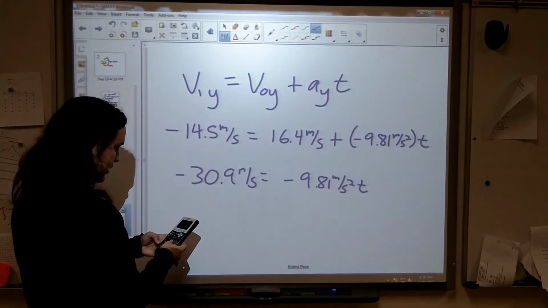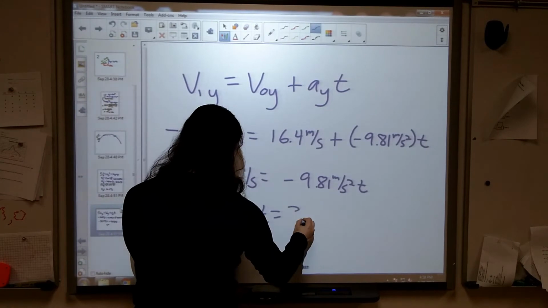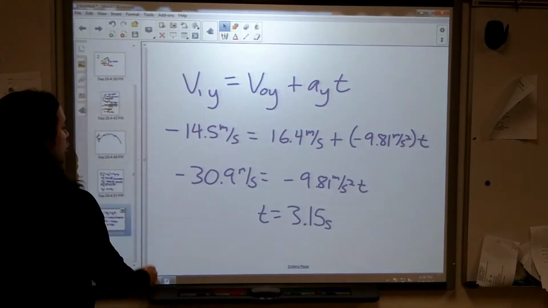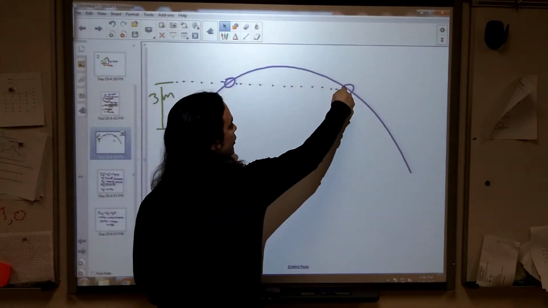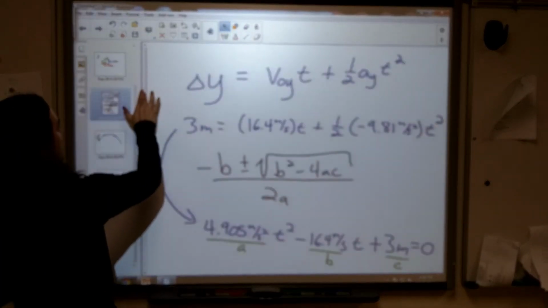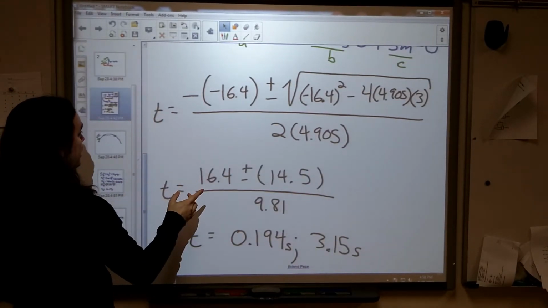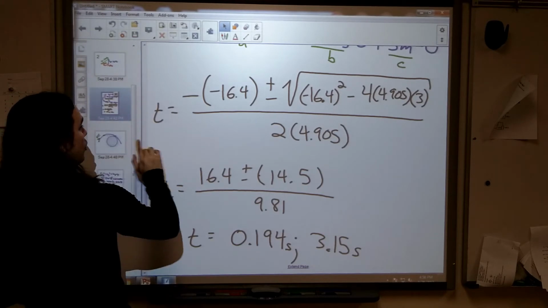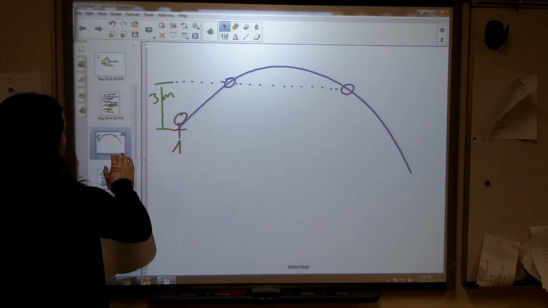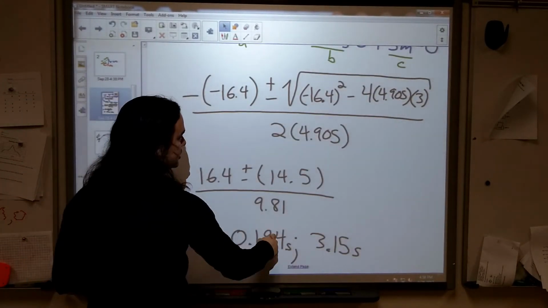Divide those sides by negative 9.81, and we get that time equals, hey, look at that, positive 3.15 seconds. We chose the velocity for on the way back down, and we got that same time that we found from the quadratic equation. If we had gone with the other velocity, the one that is on the way up, then this equation would give you the other one from the quadratic equation, the positive one.